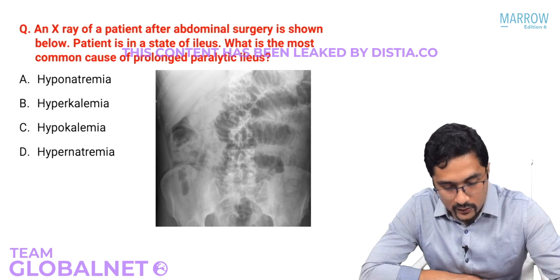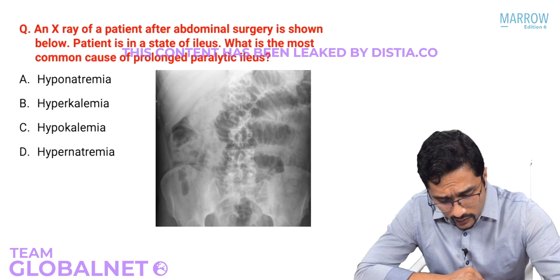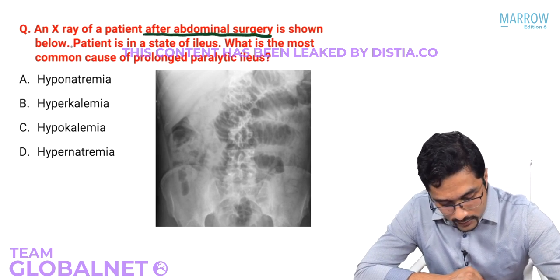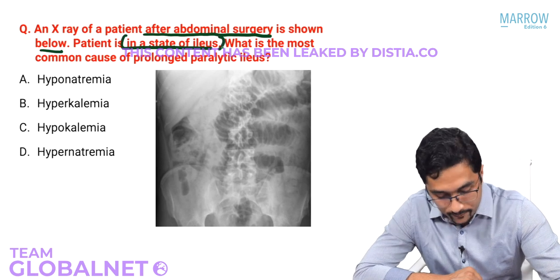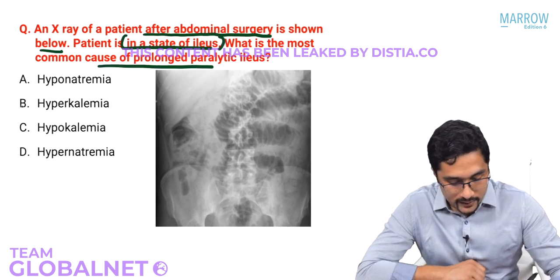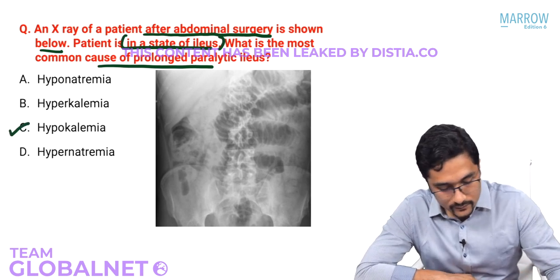Again, let's do some MCQs and then I'll highlight the important topics for the final year students. You have an X-ray after abdominal surgery shown below. Patient is in a state of ileus. That means the bowel sounds are not there. What is the most common cause of paralytic ileus? Prolonged paralytic ileus, I've already highlighted it, is hypokalemia.